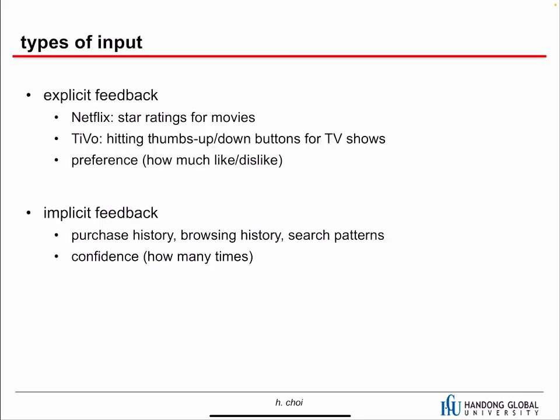So far we have been talking about explicit feedback. As an example, Netflix has star ratings for movies and TiVo, and we can provide explicit feedback to recommendation systems. But as I said at the beginning of this chapter, sometimes we have implicit feedback, like purchase history or browsing history and search patterns. Based on these user activities, we can actually implement a recommendation system, even though in this activity we don't actually provide any feedback.